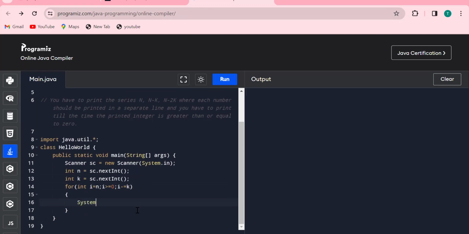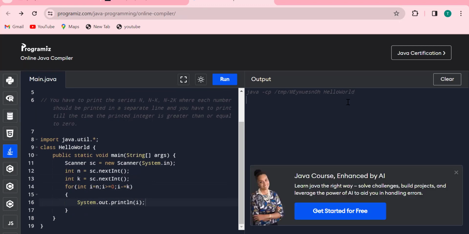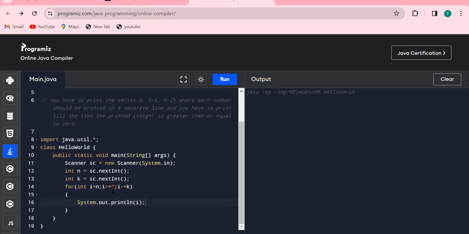So there are no errors. I hope you understand this for loop. So I'm just giving n. What is the n value? For example, 6. And k is the value. Let us give the inputs. For example, n value is 10 and k value is 5.